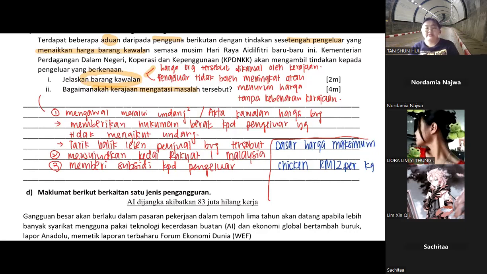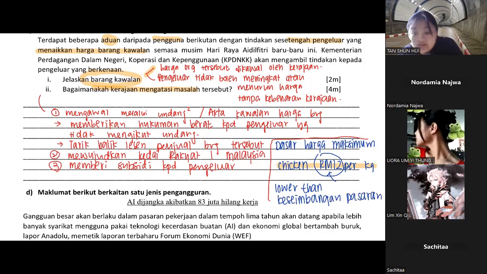Government set a maximum price already. You go to each of the shops, they can sell at 12 ringgit, but can they sell at 12 ringgit 10 cents? No. Can they sell at 11 ringgit 90 cents? Yes. As long as it does not exceed 12 ringgit, we call it dasar harga maximum. And normally this 12 ringgit is lower than the market keseimbangan pasaran.